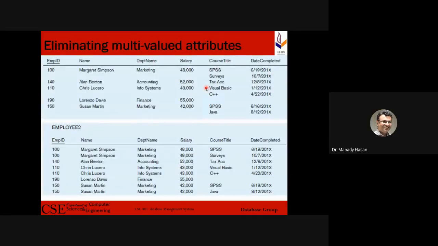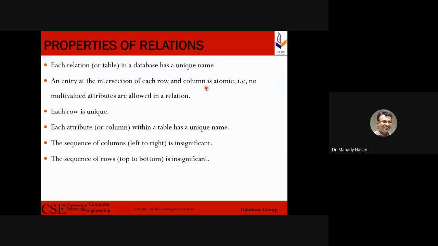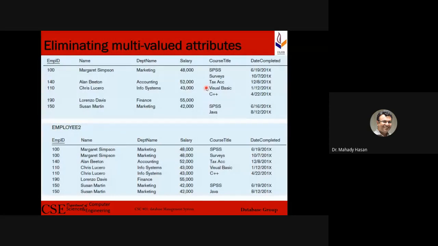Okay. First thing, how can we convert the multivalued attributes? We have talked about that. Like in an entity, there is a chance of having multivalued attributes, right? We have mentioned that. So if there are multivalued attributes, we have to get rid of them. Here we have a repeating group.